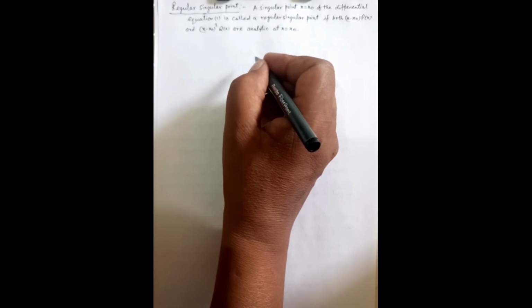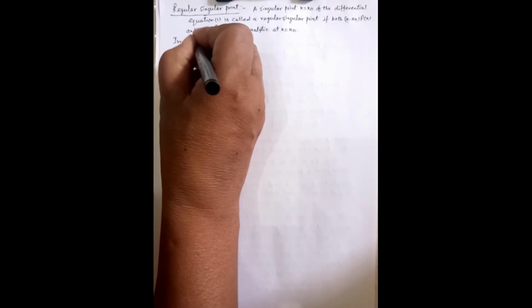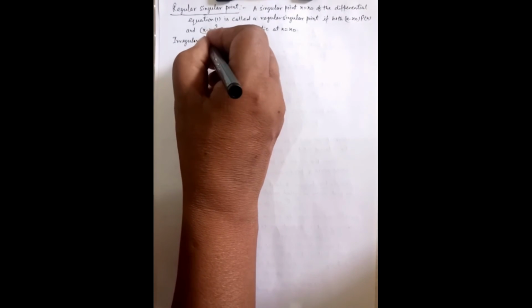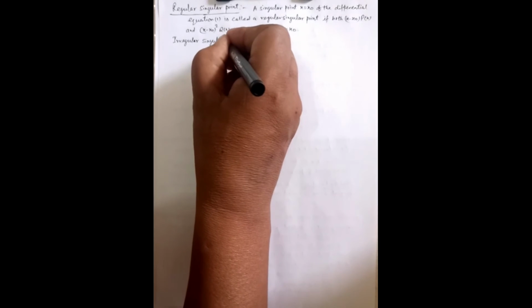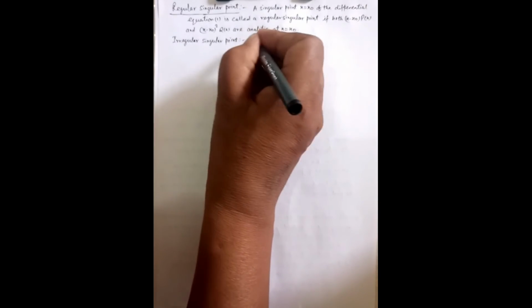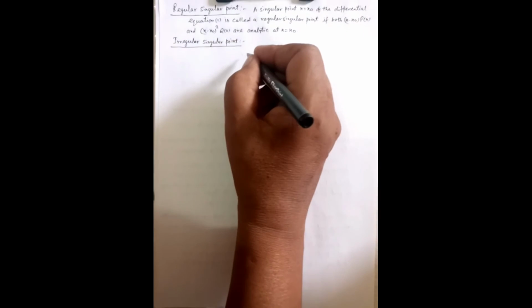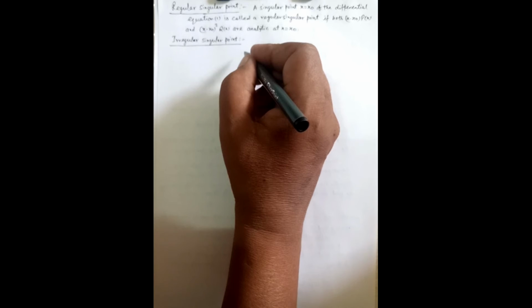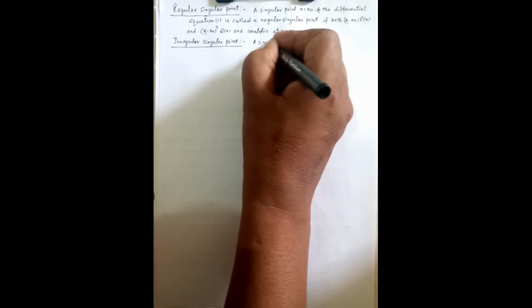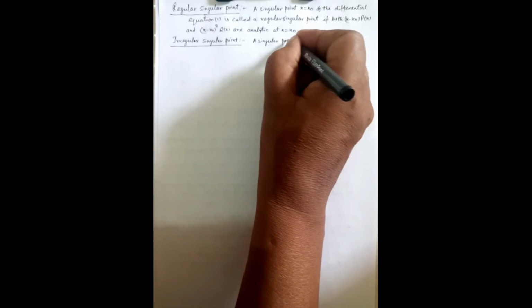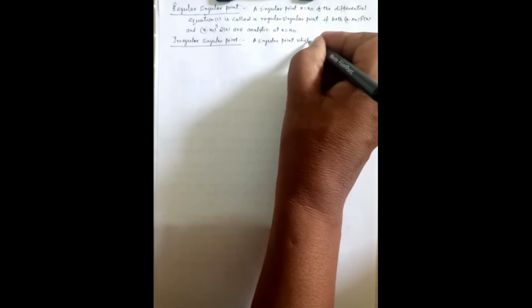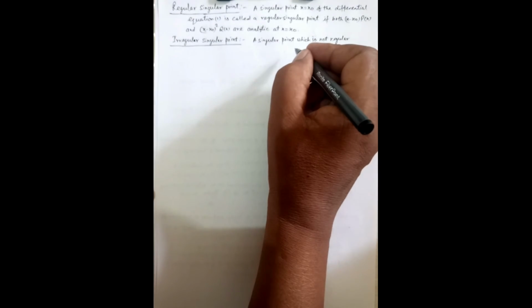Next, I want to define irregular singular point. A singular point which is not regular is called an irregular singular point.